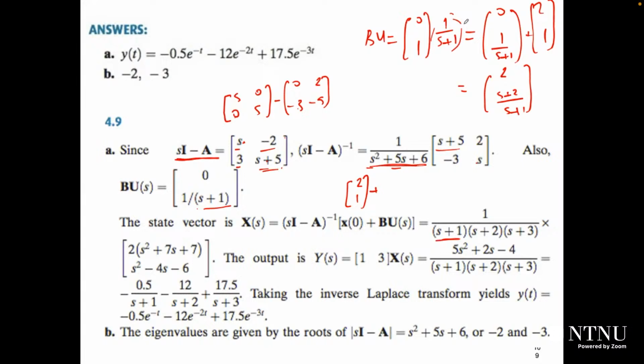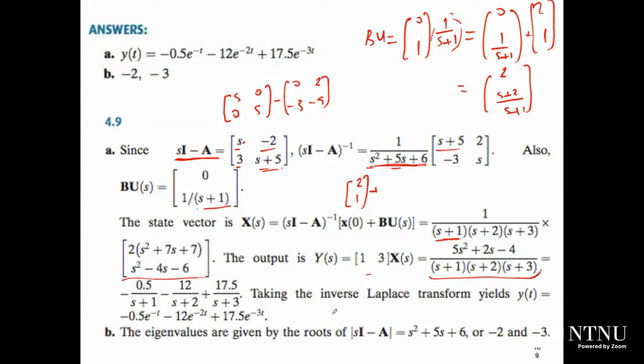We take it as a common factor, yes. We got it as a common factor from inside. So it will be s plus 2, and here 2 multiplied by s plus 1, right? So do this multiplication, you will get that part. So now we have X of s. We need to get the output. Y of s will be just CX. C multiplied by X. So do this multiplication, you will get Y of s equal that part.